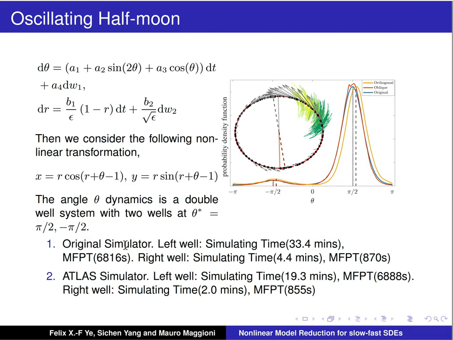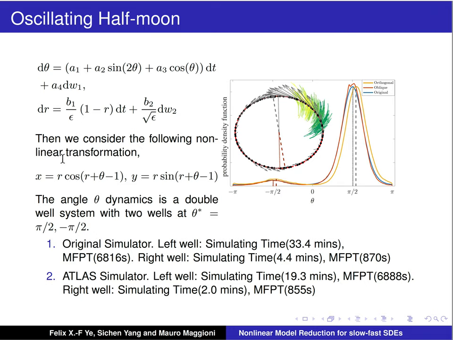We have the dynamics of theta and r being separated. Theta is the angle dynamics, a double well dynamics, and r is the radius dynamics, which is just a simple OU process, quickly fluctuating around r equal to 1. Theta is a double well, a slow dynamics, but the tricky thing is I'm going to take a nonlinear transformation and mix r and theta together.